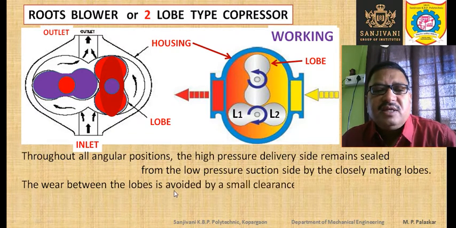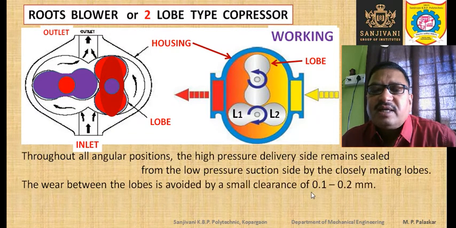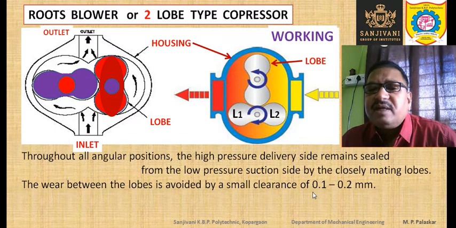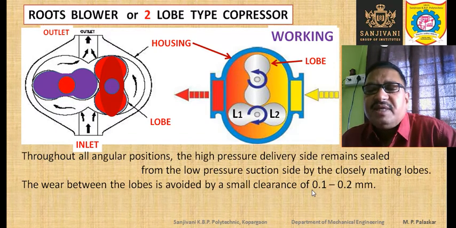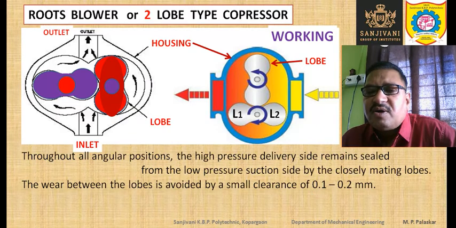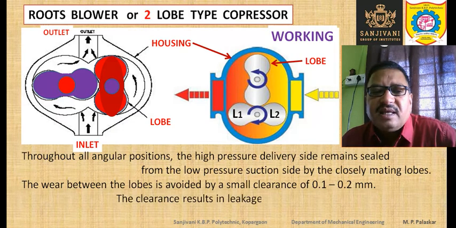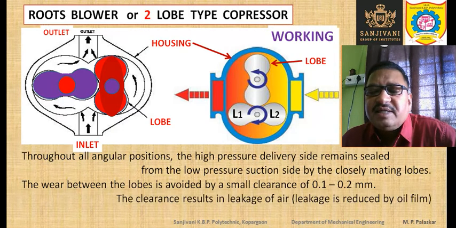The wear between the lobes is avoided by a very small clearance. There is a very small but very perfect and accurate clearance between the lobes and the casing, and this clearance is of the order of 0.1 to 0.2 millimeters. The clearance results in leakage of air.